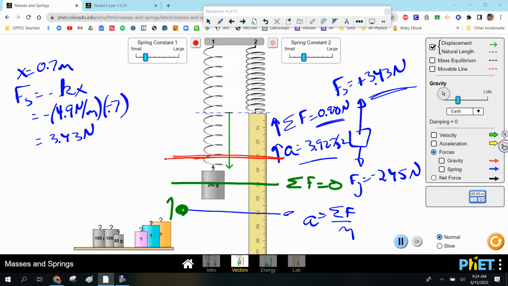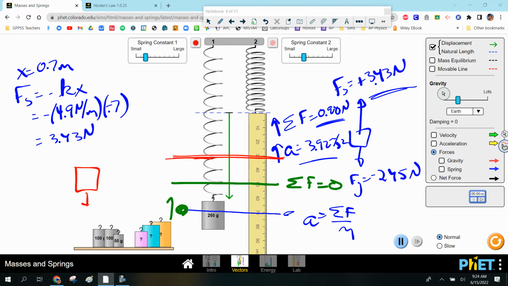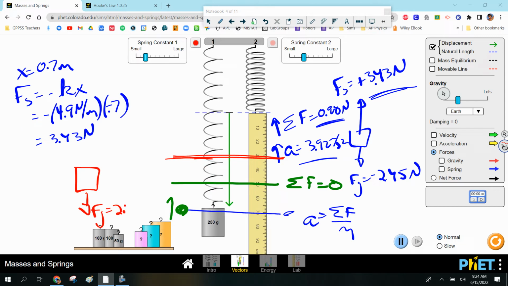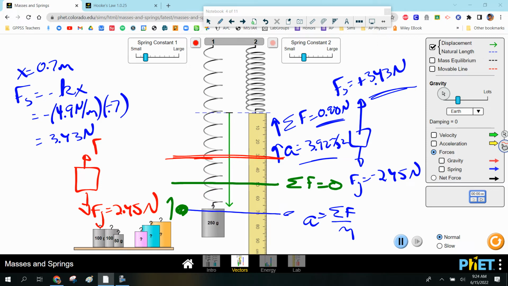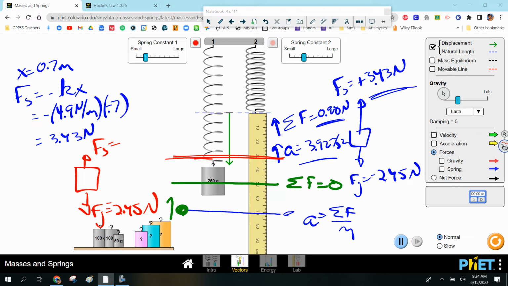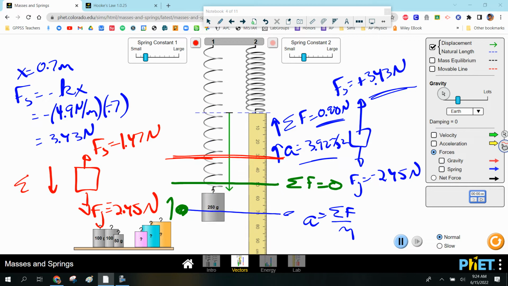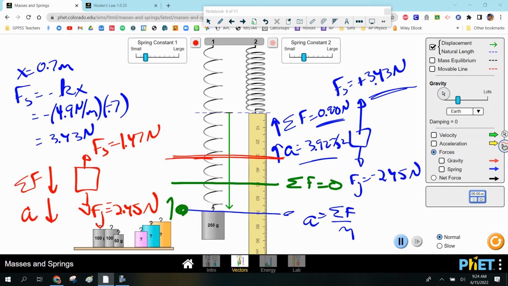So when it gets to this red mark, our force of gravity is still 2.45 newtons. But at this point it's stretched less, so the force of the spring is actually less than gravity. If you do the math, it's 1.47 newtons. So now we have a downwards net force and a downwards acceleration, which is why it stops at this point and comes back down, because you've got more downward force to stop that upward motion. So that's the deal there.